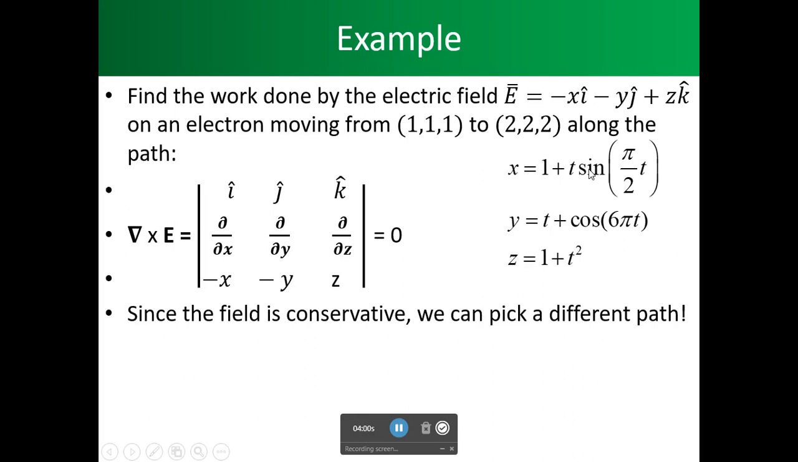Now this is the tricky one. You have pi over 2 times t. You've got to be very careful. If you take t at 0, what do you get? The sine of 0, so x equals 1. Now if you plug in 1, your pi over 2 is 90 degrees, and the sine at 90 degrees is 1. So that will be 1 plus t.